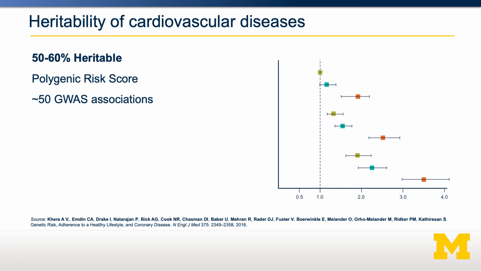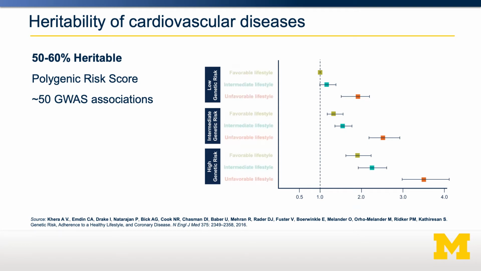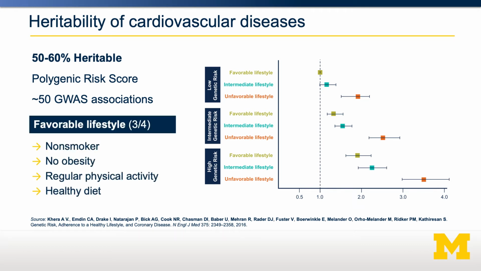This study here is a 3x3 summary of cardiovascular disease risk. Individuals are broken down into 9 groups: those with low, intermediate, or high genetic risk based on their polygenic risk scores, and then within each group, people who had favorable, intermediate, or unfavorable lifestyle. This is defined by their smoking status, obesity, physical activity, and what was termed a healthy diet.